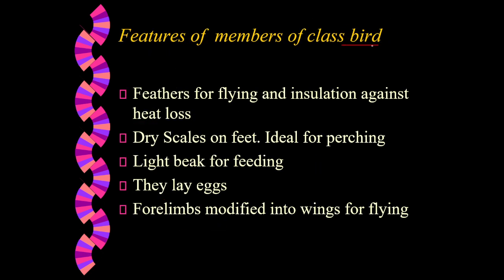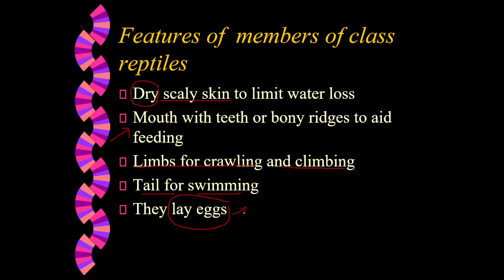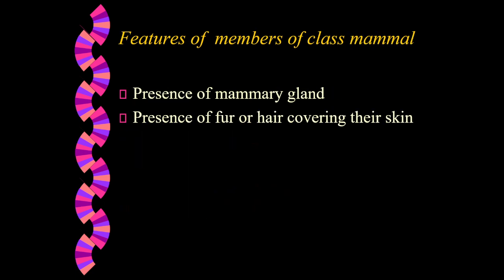Then we move on to the class of birds. Birds are the easiest to remember, birds and mammals. Birds, we know they have feathers for flying and insulation against heat loss. They also have dry scales, but not on their whole body, on their feet. They have a beak for feeding. They also lay eggs, and have forelimbs modified into wings for flying. Now these eggs are hard. So the birds lay hard eggs, whereas the reptiles' eggs have a soft shell. Please note that.